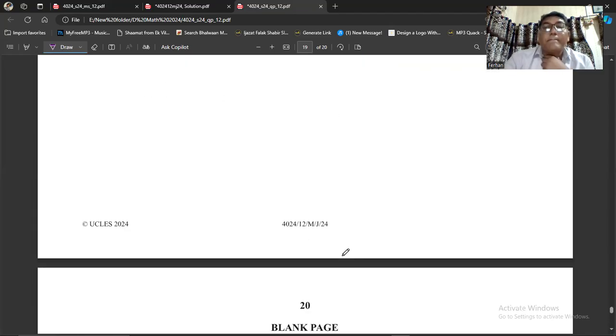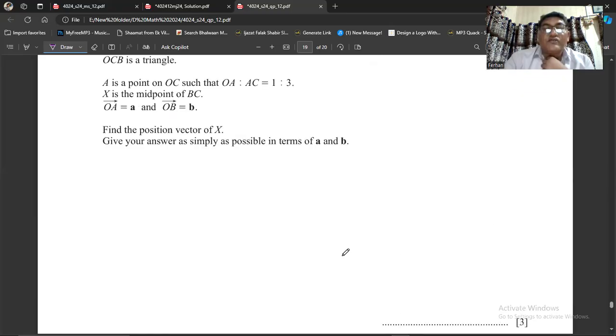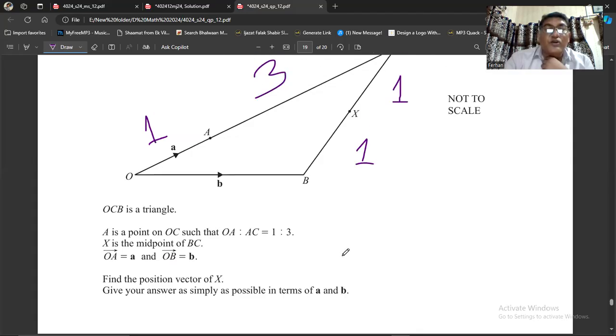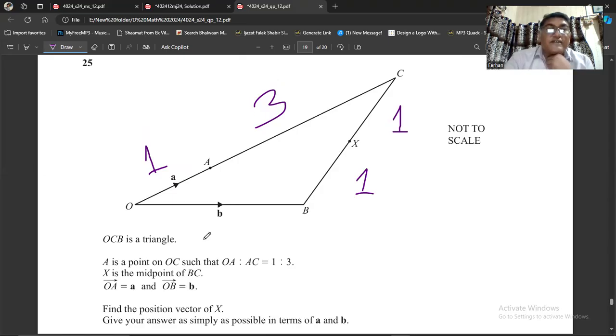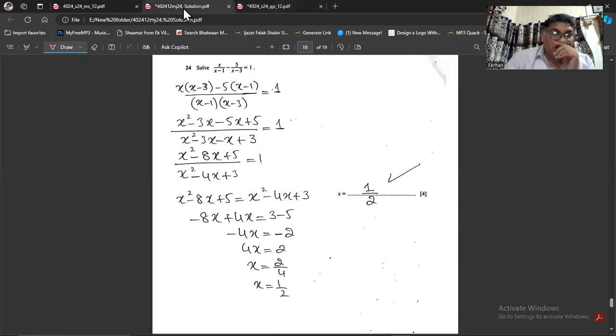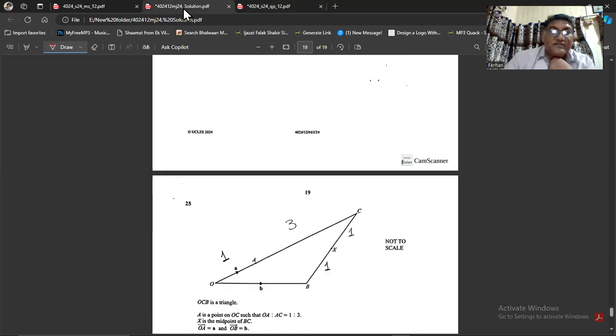Okay. So we can do that. This is a 3 marks question. There is no problem in doing it. Okay. So let me show you how we have done this.